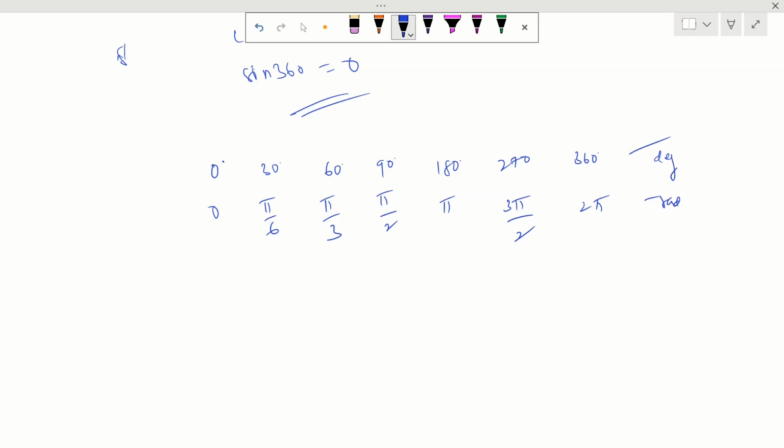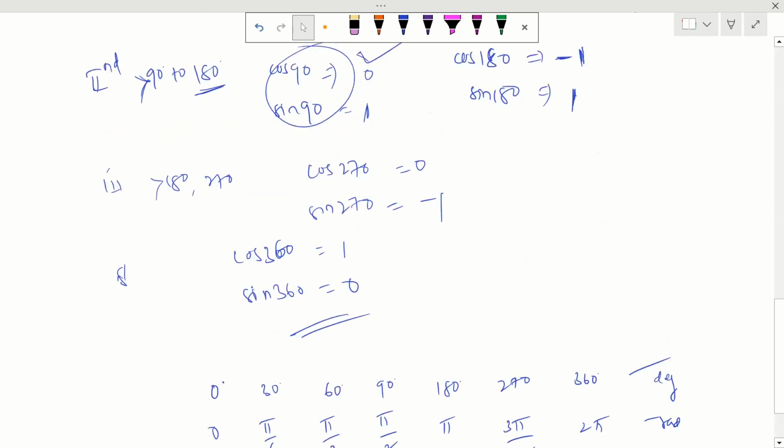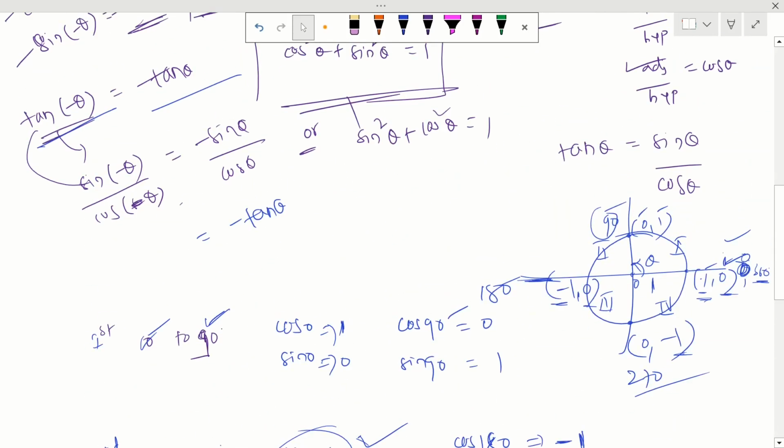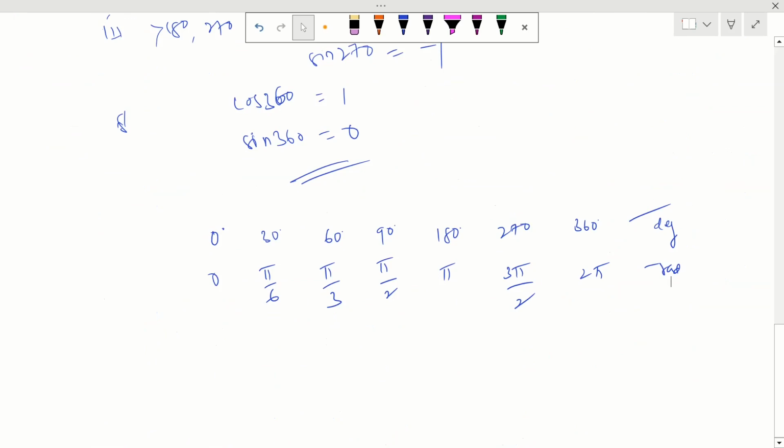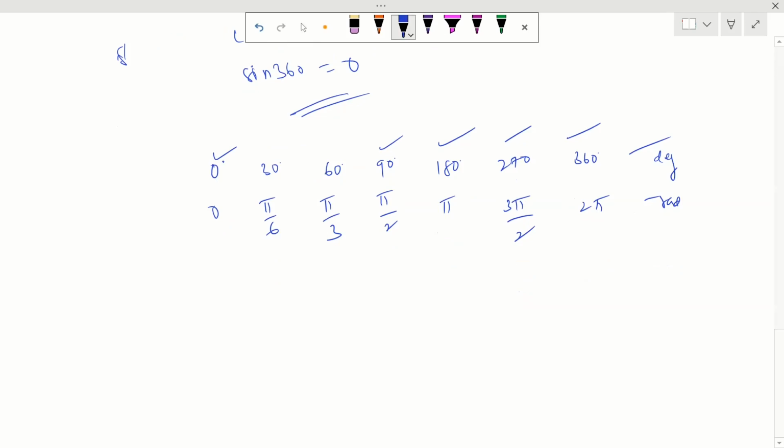And from this radian circle, as we have previously discussed, we got the values of 0, 90, 180, 270 and 360. The same thing I'm writing here for the sine values, and the cos values, and tan I will write.